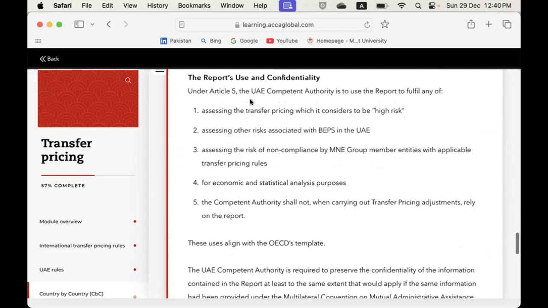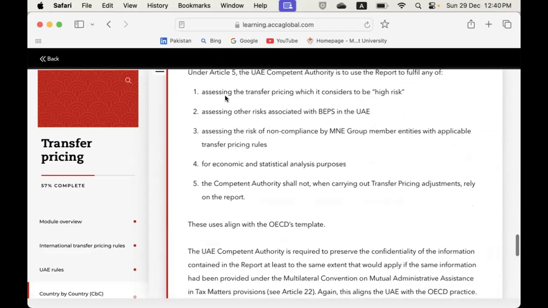Report use and confidentiality. Article 5 allows the UAE Competent Authority to use the report to fulfill any of the following: assessing the transfer pricing risks which it considers to be high risk, and assessing other risks associated with BEPS in the UAE. What is the full form of BEPS? Anybody? Base erosion and profit shifting. So, erosion of the tax base basically, and unfair shifting of the profits.